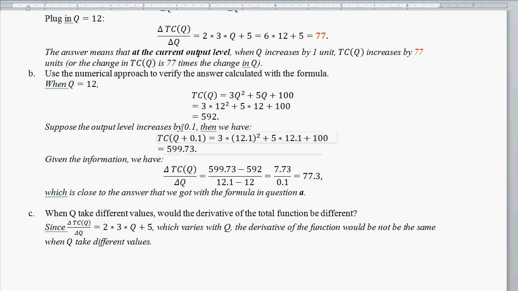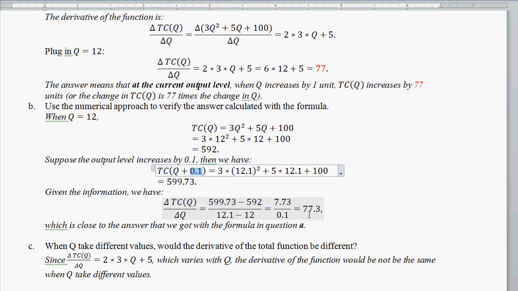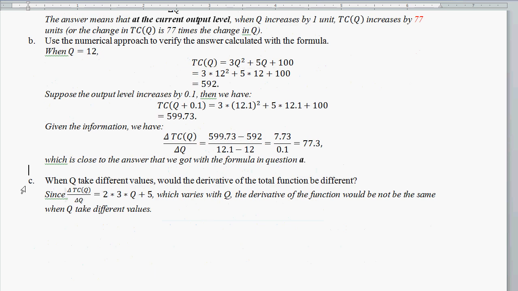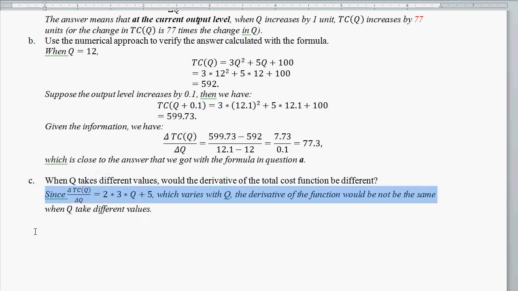Now, when q takes different values, would the derivative of the total cost function be different? Well, yes, because its derivative is equal to that, and we have a q in it, right? If we plug in a different q, we're going to have a different derivative value, right? So that's our answer. It varies with q, so the derivative of the function would not be the same when q takes different values. That's all.